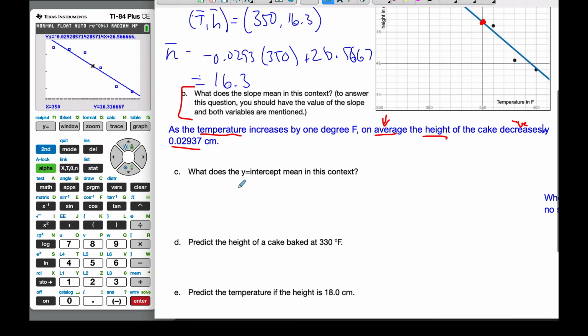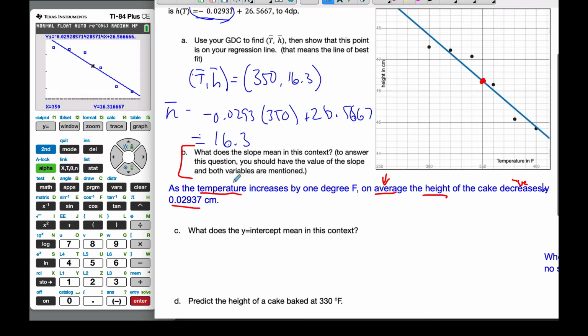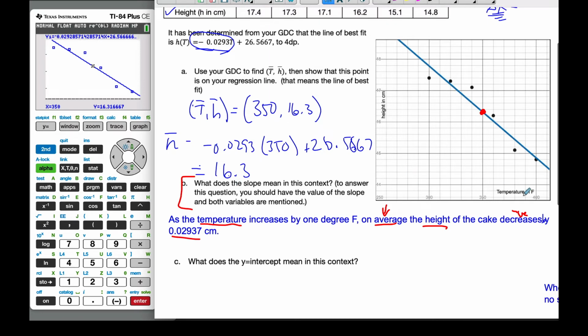The C value, now what does the y-intercept mean in context? Well, the y-intercept is when my x, my temperature, is 0. So if I look at that, this here is my y-intercept.